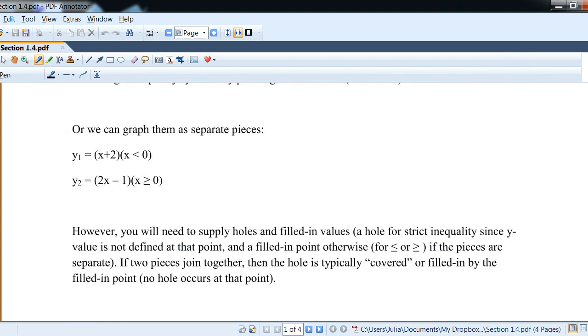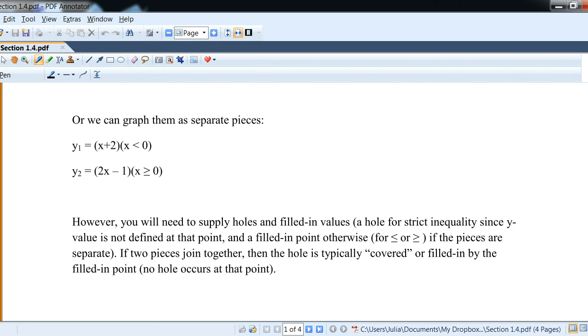The one downside of using a graphing calculator or Desmos is that it does not show you whether it's a hole or a filled-in value at certain points. For example, if the two pieces do not match, then one piece with a strict inequality, for example the x plus 2 for our example, would create a hole. Basically the y value does not exist there, and a filled-in point for the piece with greater than or equal to or less than or equal to. But if the two pieces match, then essentially that hole gets covered up.